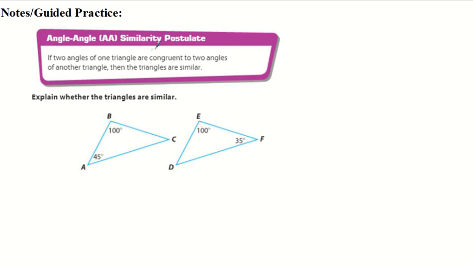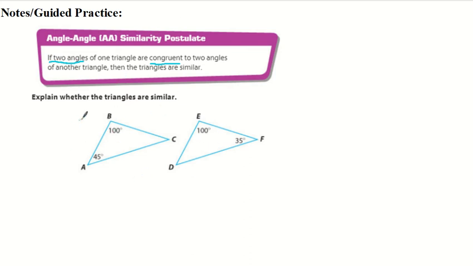So basically, angle similarity means if two angles of one triangle are congruent to two angles of another triangle, then the triangles are similar. So we're trying to figure out if the angles are the same. If two are the same, that means all three of them have to be the same, because they're going to add up to 180. So if at least two of them are the same, then all three of them are the same, which means that they are similar. That means they're the exact same shape of a triangle, they just might be different sizes.